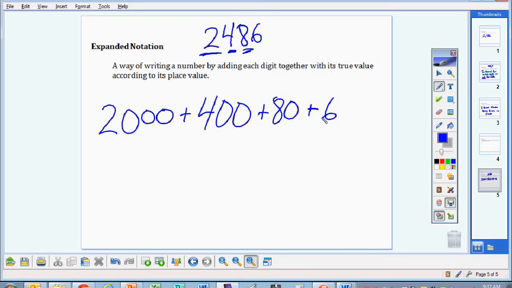Now again, if we were to add decimals of 5 tenths, I would add the true value of that 5, which would be 5 tenths. And again, it would add back to the standard notation form which we started with.